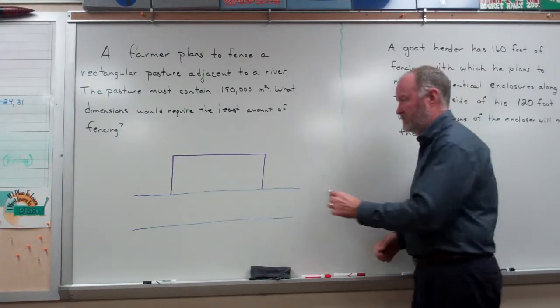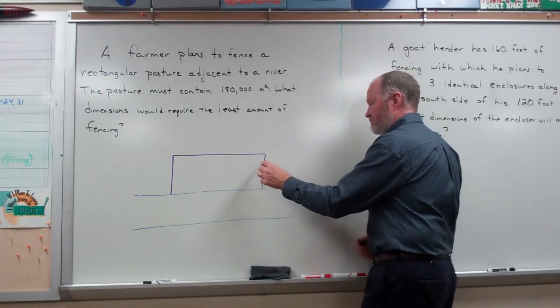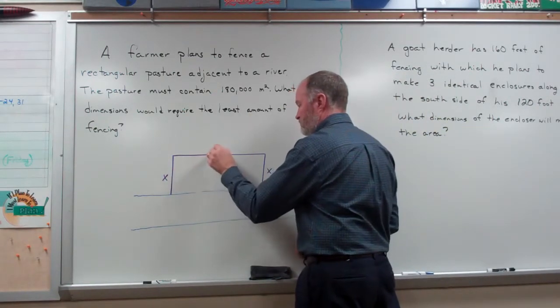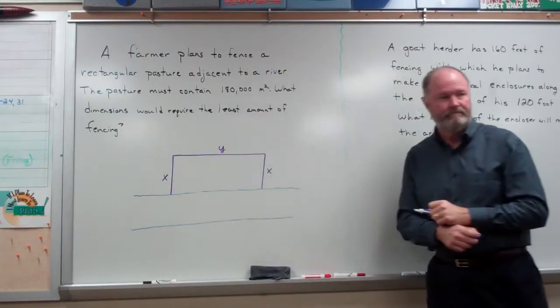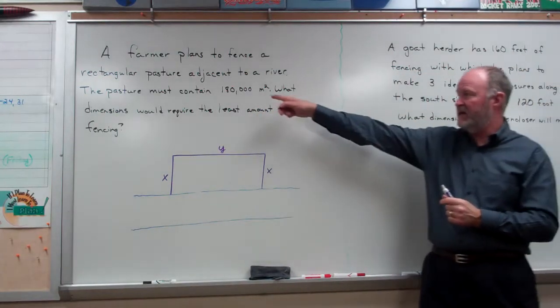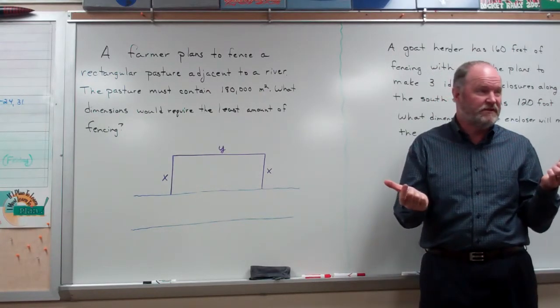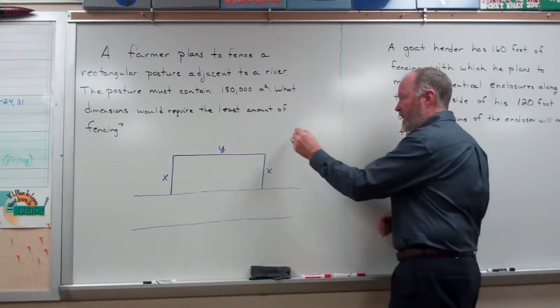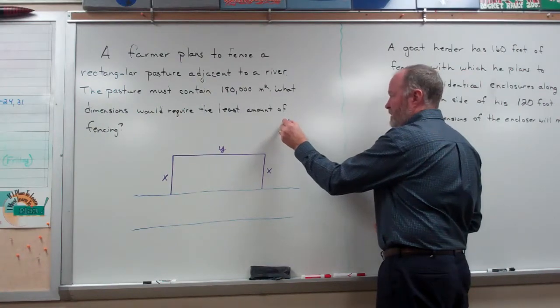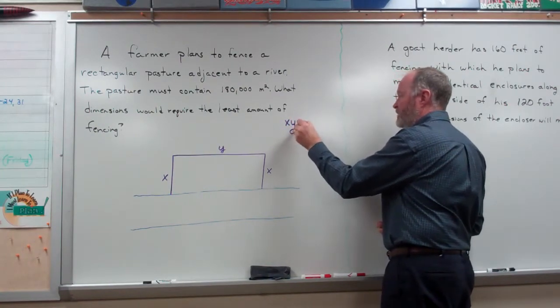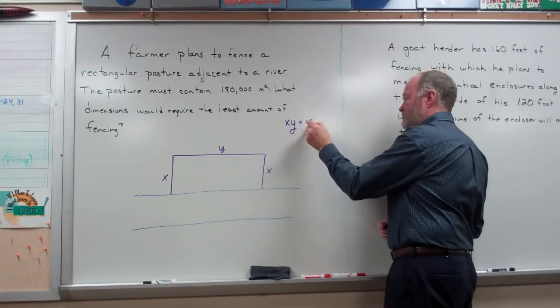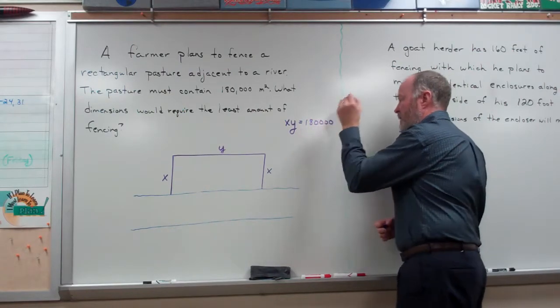That rectangle looks like that, right? It says it must contain 180,000 square meters. So that's kind of my restriction, isn't it? That would mean that x times y would have to equal 180,000.